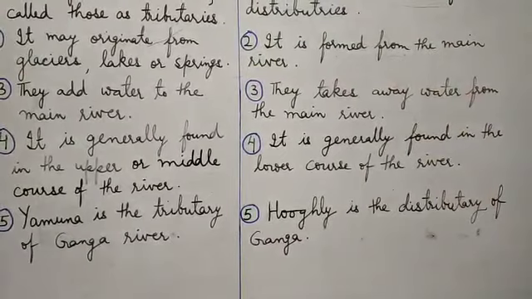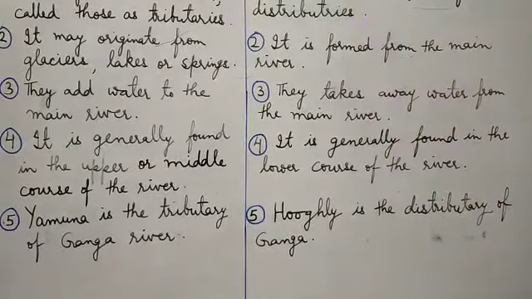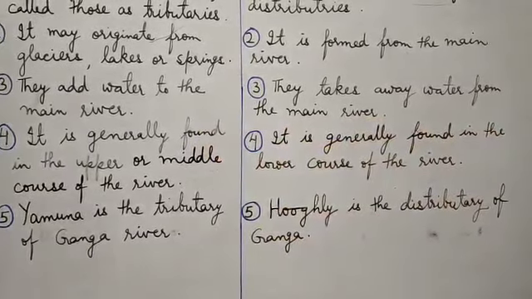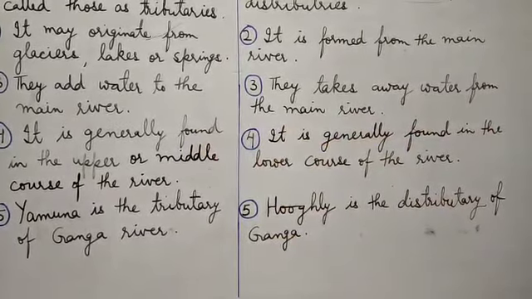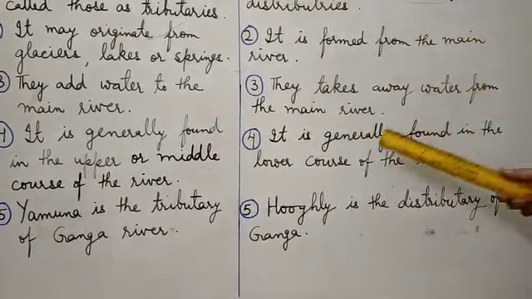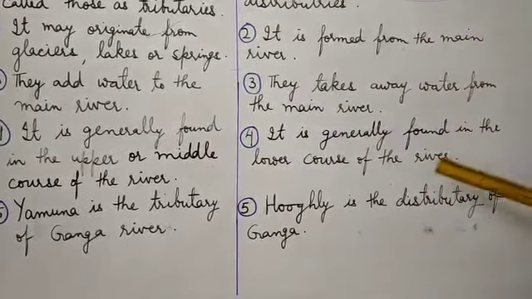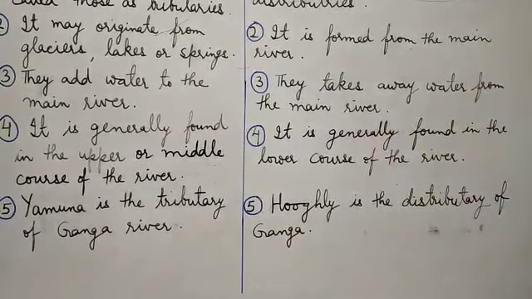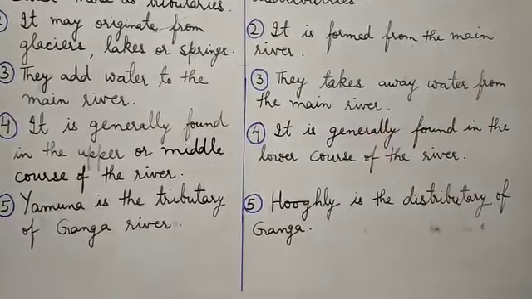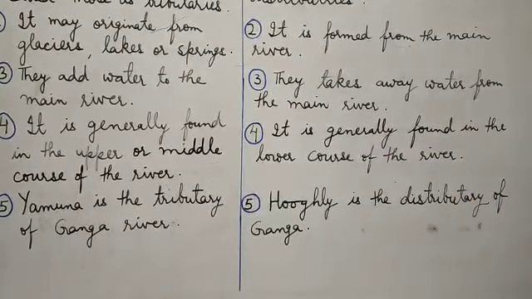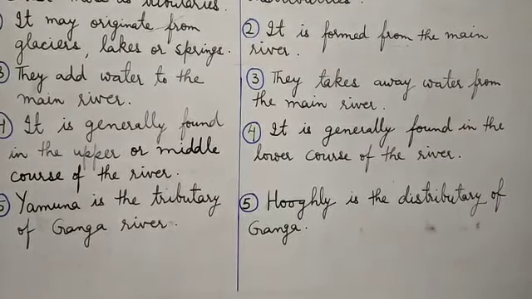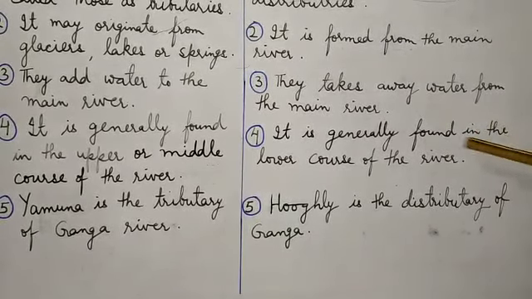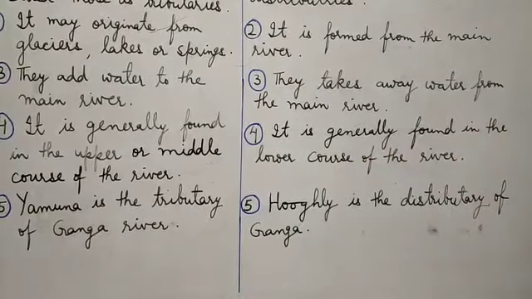Fourth, tributaries generally join the main river in the upper or middle course of the river, whereas distributaries are generally found in the lower course of the river, as, due to more deposition in the lower course, the main stream bifurcates into numerous channels.